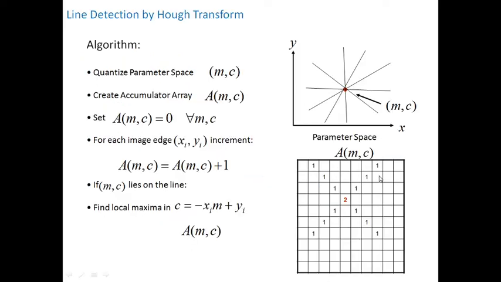The same thing you can see here. So in this manner, this is my parameter space. This point is nothing but m comma c. This is my parameter space here, right? Okay, so line detection by Hough transformation.